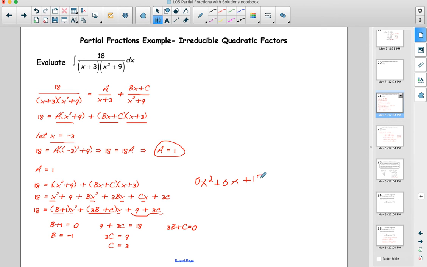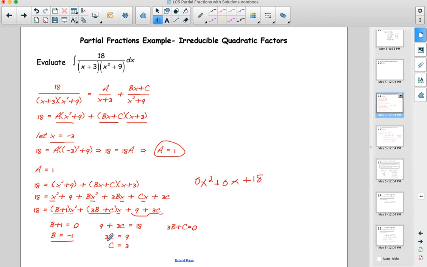So now what do I know? I know that b plus 1 needs to be 0 because there's 0 x squareds on the other side. I know that 3b plus c needs to be 0 because there are 0 x's on the other side. And I know that 9 plus 3c needs to be 18 because I have 18 units on the other side, or the constant is 18 and the two constants need to be equal to each other. b plus 1 is 0 gives me that b is negative 1.